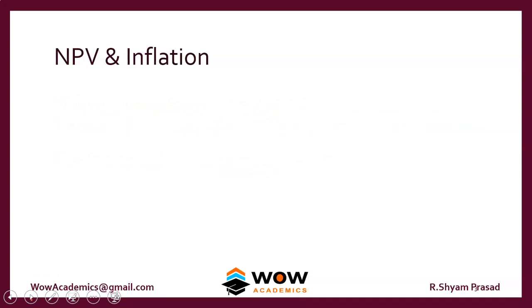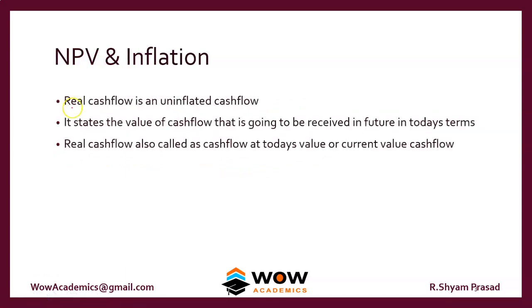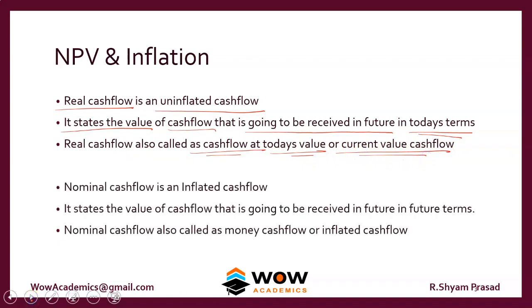So we'll start with NPV and inflation. Real cash flow is an uninflated cash flow. It states the value of a cash flow that is going to be received in the future, but in today's terms. Real cash flow is also called cash flow at today's value, or the current value cash flow. So that's how it's named.